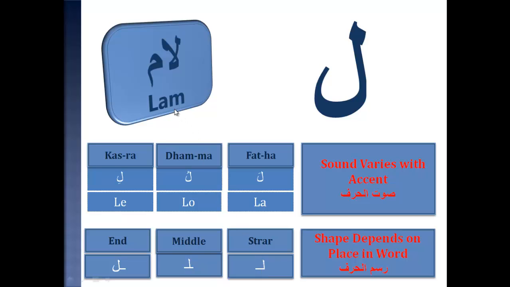The next letter is Lam, and the three basic sounds are La, Lu, and Li. In the beginning and the middle of the word, the letter is written with a vertical line and a horizontal line, so it does not have the bell shape in the bottom. At the end of the word, the letter takes its full original shape.